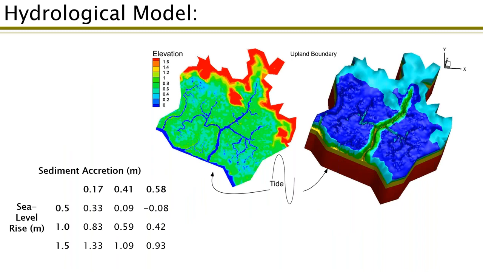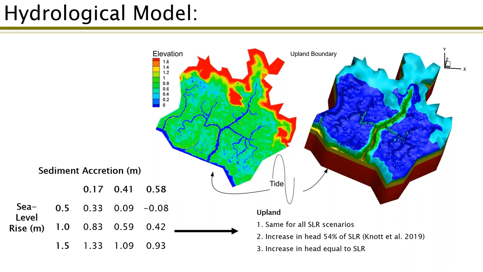And so to think about the future, we ran 9 different simulations. We have 3 sea level rise scenarios: half a meter, a meter, and a meter and a half. But in these marshes, you also have to consider sediment accretion, so we used 3 different scenarios of sediment accretion to give us 9 different simulations. But you also have to think about the upland boundary. As sea level rises, you're also going to get an increase in head on land. And so for each of these 9 simulations, we ran them 3 times.